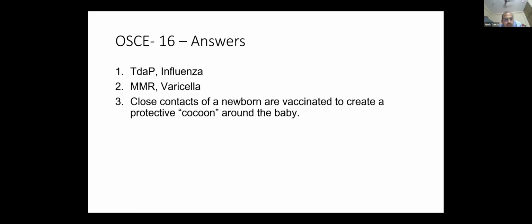Tdap and influenza, correctly mentioned, are the two vaccines that are given in pregnancy. Live vaccines, MMR, varicella, are contraindicated. Even live influenza is contraindicated. Cocooning means the close members are given vaccination so that the baby gets the benefit. So if a preterm baby is in the NICU, we can give vaccination to the family members, and all the close contacts can be vaccinated with influenza to prevent flu in the baby.